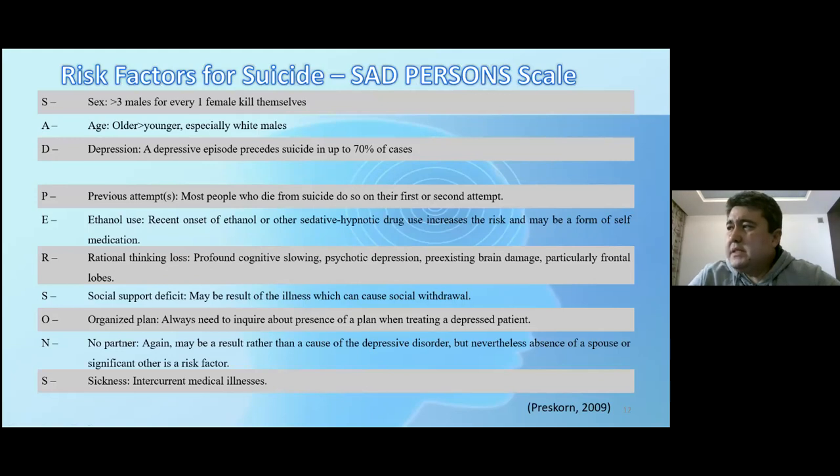There is a, not so-called, but its real name, SAD PERSONS scale, developed by Pokorny. And here you can see that the name of the scale is an abbreviation, and each letter refers to some factor. For example, according to gender, more than 3 males for every 1 female kill themselves. And by statistical analysis, older patients more often than younger kill themselves.